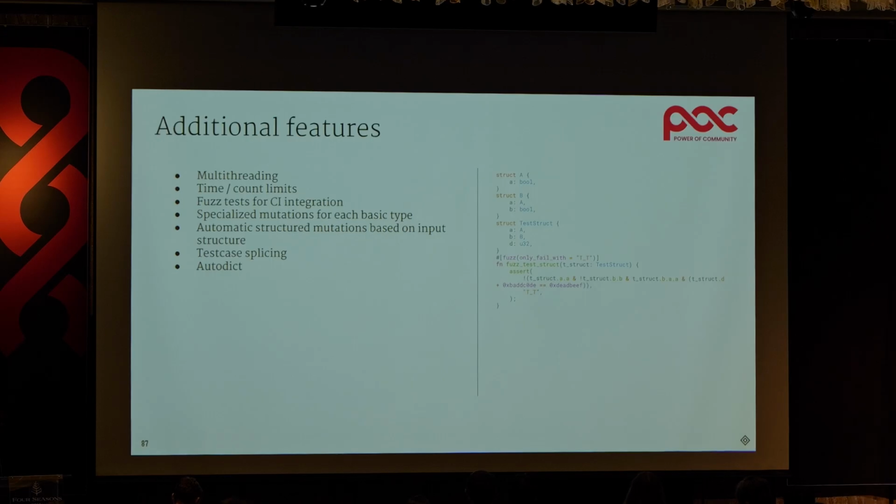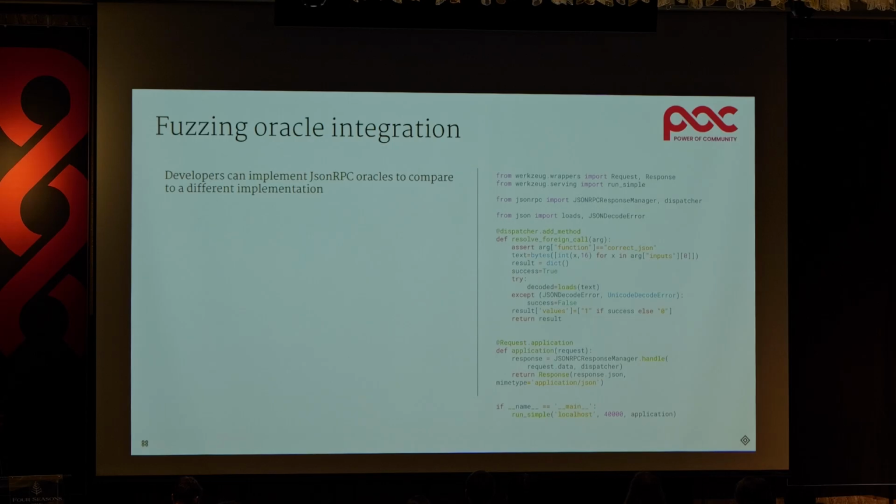And one of the most important features that have been implemented is a Fuzzing Oracle integration. So it's very easy to create a JSON RPC server that actually checks whether your program is supposed to be failing right now, especially if you're implementing some sort of cryptographic primitive. You can, for example, fuzz against an OpenSSL library to check that this is implemented correctly.